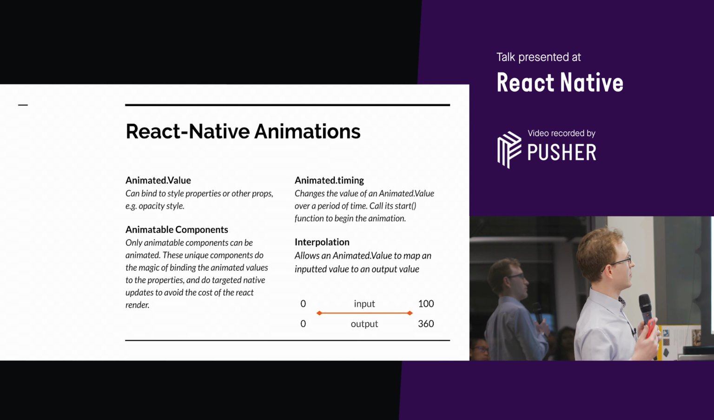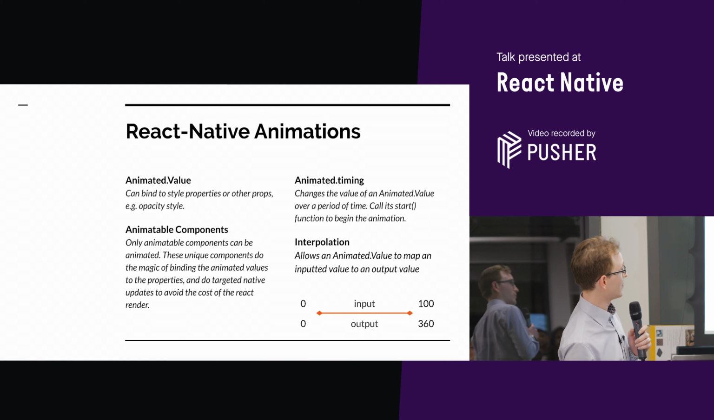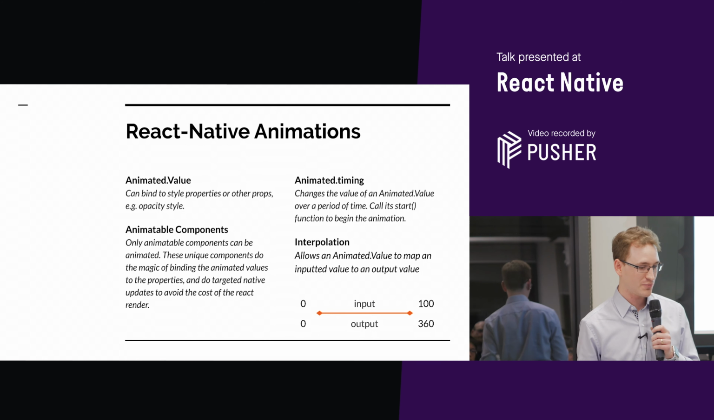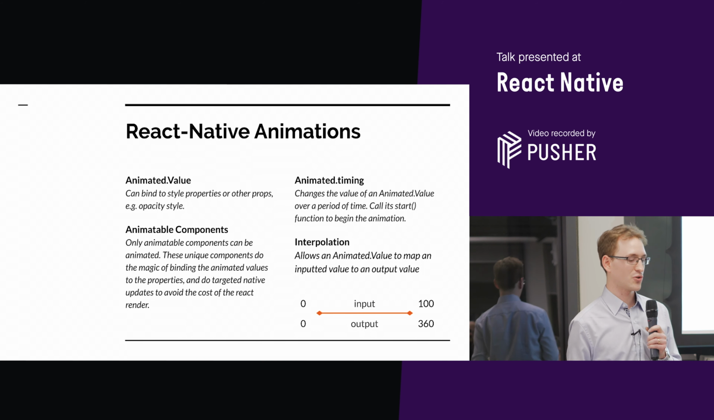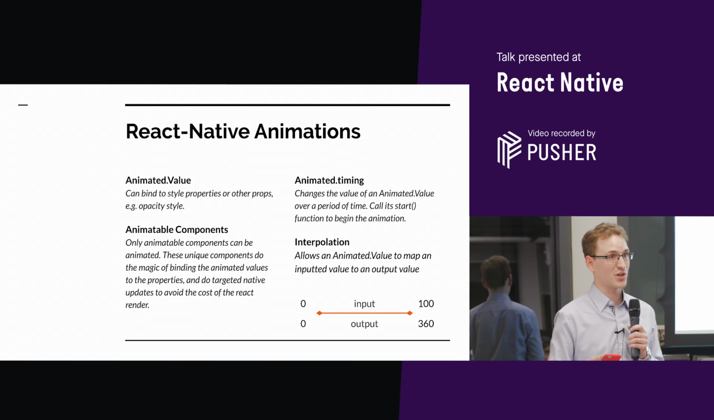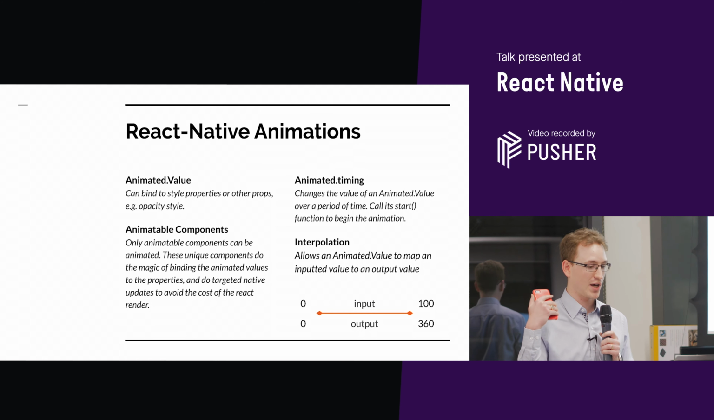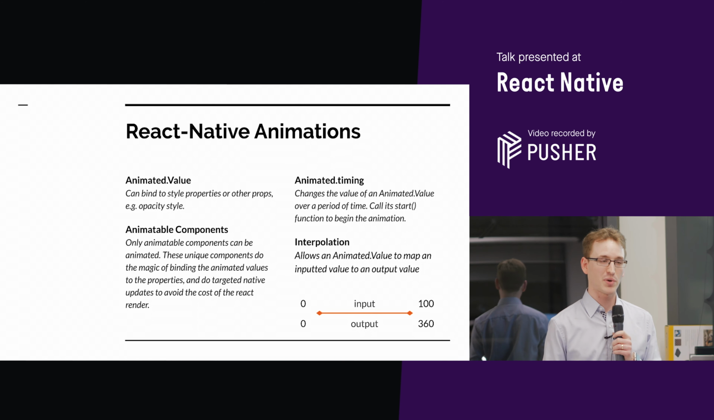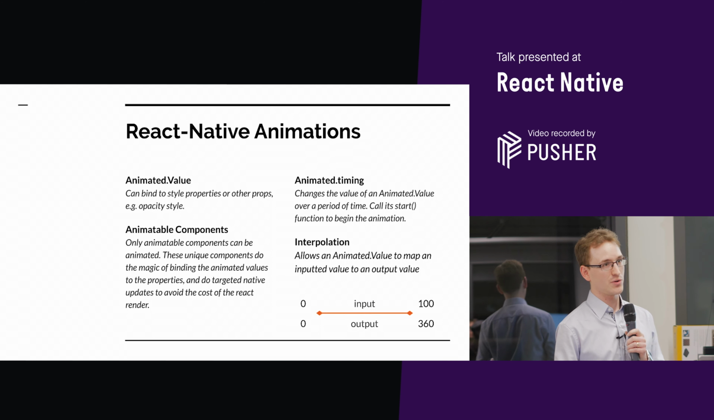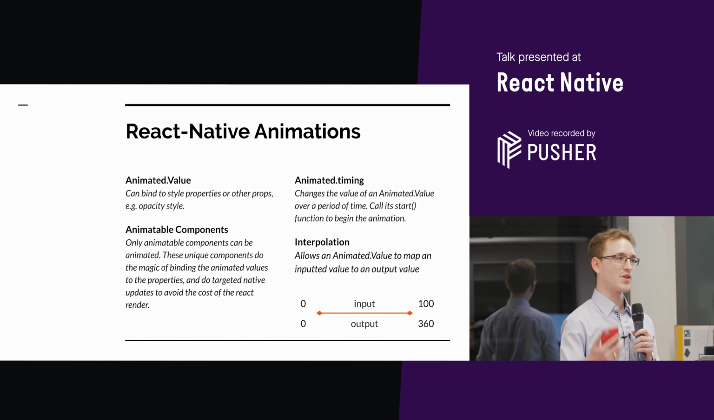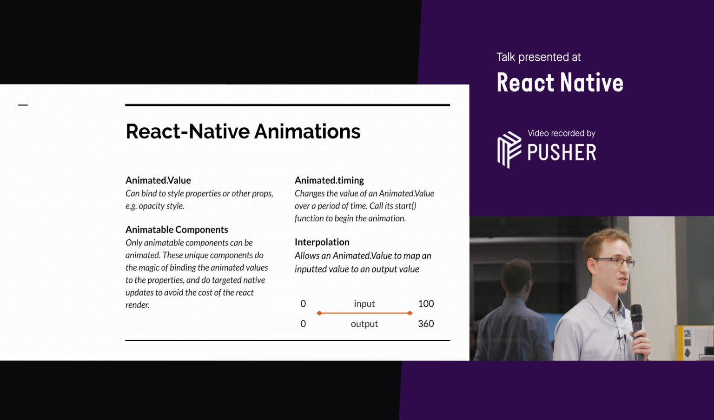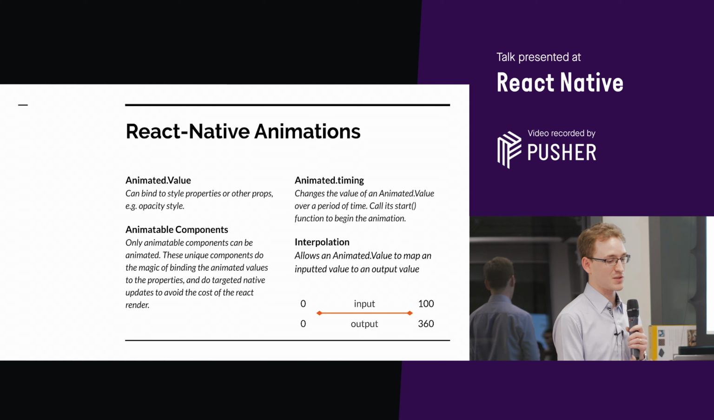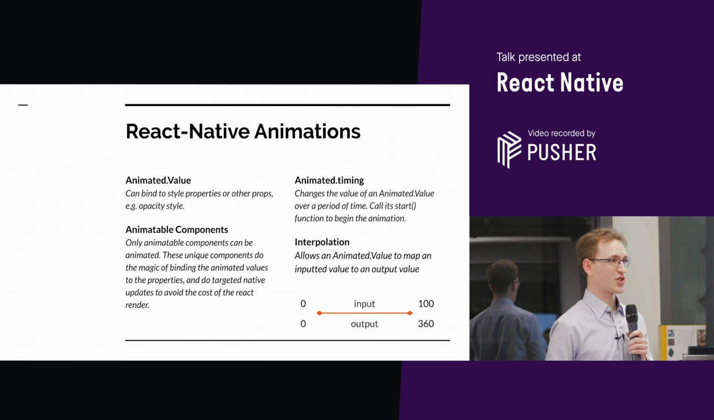Everything revolves around animated values and animatable components. An animated value is a special value, normally a number or something like that, that you can attach to one of your styles in an animated component. And as you change that value, you don't have to go through the full re-render cycle in React to change the style in the component. So animatable components can take these special animated values and change over time.